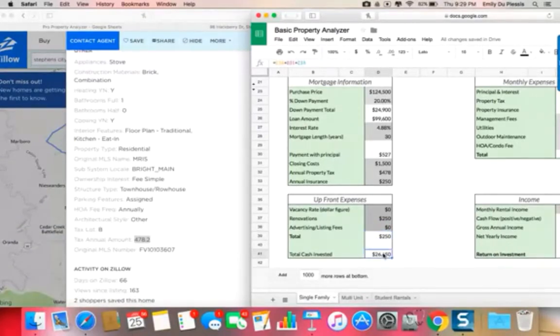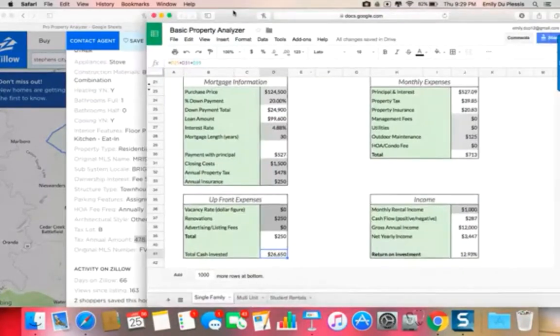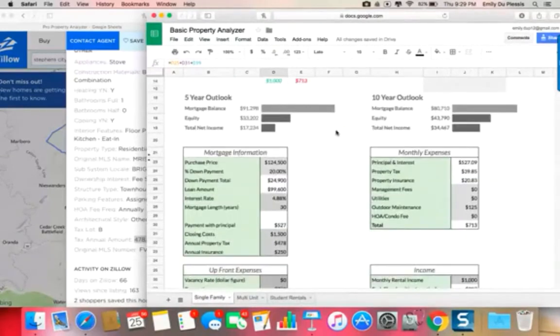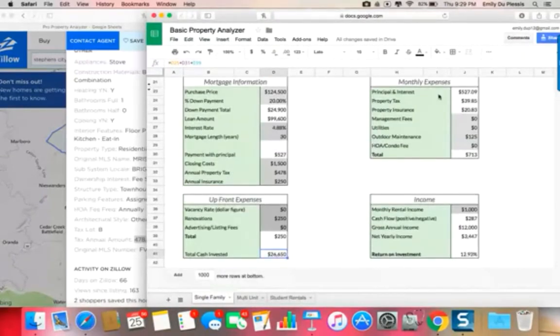So now I'm looking at a total cash invested on this property of $26,650. Now I'm moving over to monthly expenses. All right, so principal and interest, you can see it automatically calculates over here. The white boxes automatically calculate. Property tax is broken down by month, and property insurance is broken down by month.